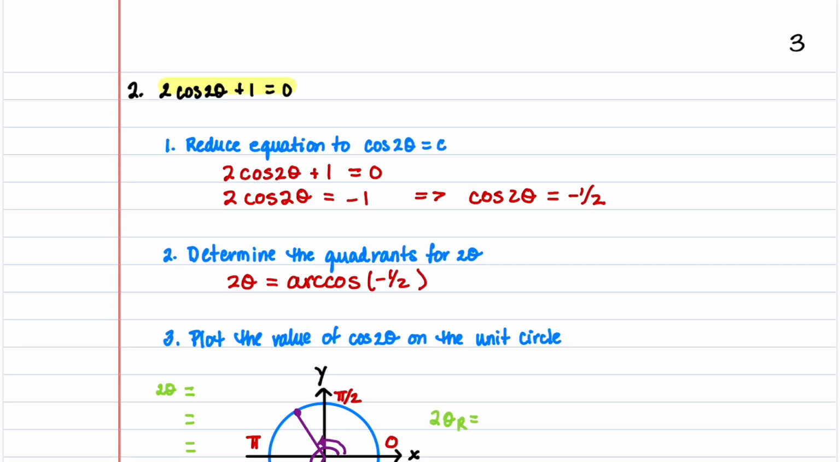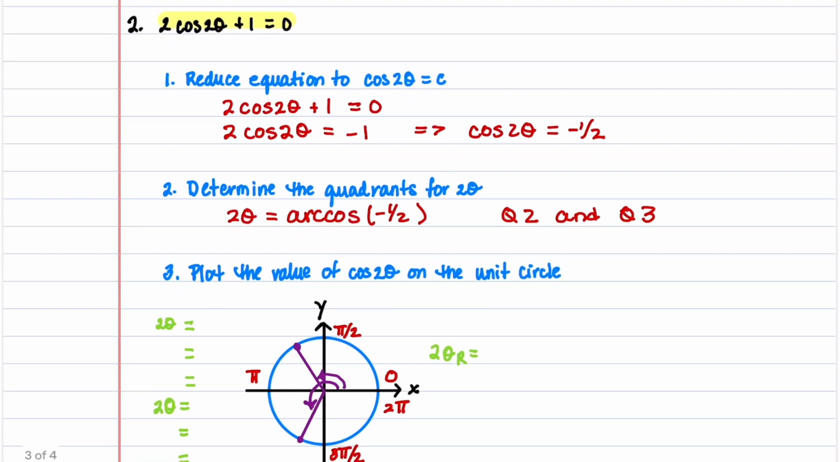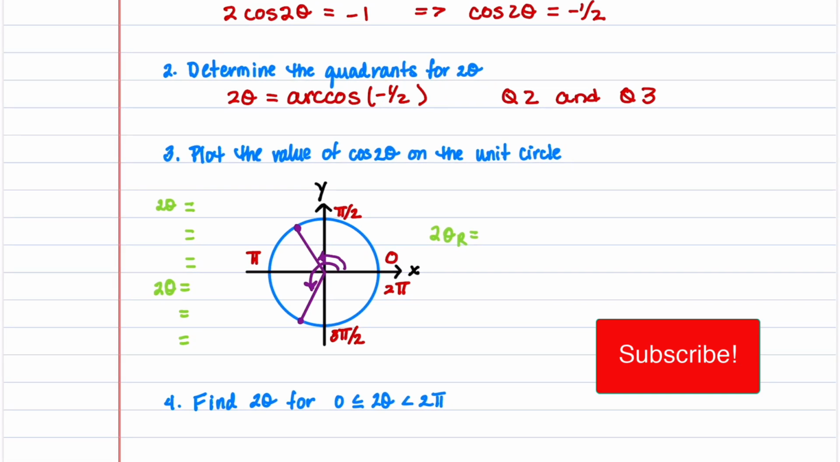Since minus 1/2 is negative, 2 theta is going to be located where cosine is negative, and that's in quadrant 2 and in quadrant 3. 2 times our reference angle in quadrant 1 is going to be pi over 3 because arc cosine of 1/2 is equal to pi over 3.